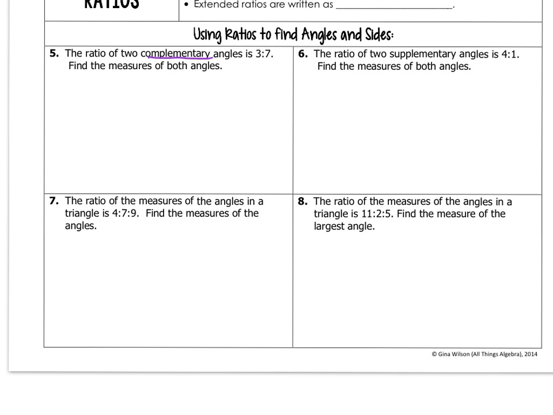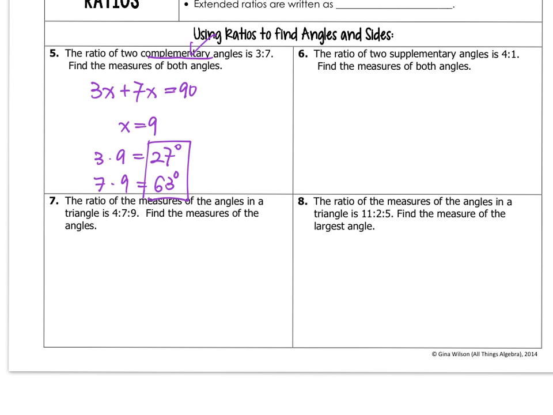So, meaning they add up to 90, angle 1 and angle 2 add up to 90. But angle 1 is 3 parts, so I call that 3x. Angle 2 is 7 parts. So I add them together, I have 90, and that's 10x equals 90, so x has to equal 9. Now if I substitute the x into 3x, I have 27 degrees, and 7 times 9 is 63 degrees. So here are my final answers, and you add them together, it checks out that they are complementary.